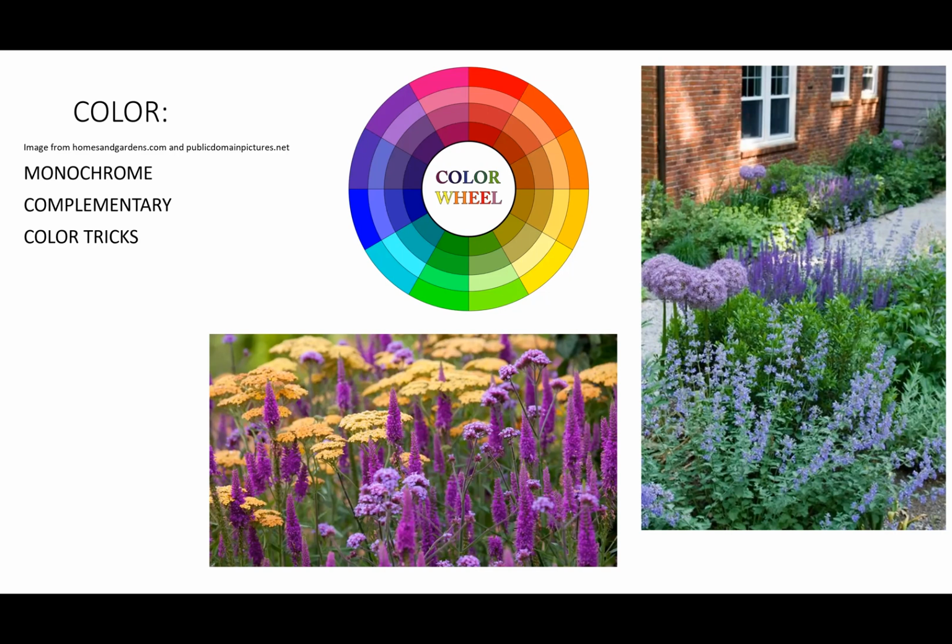The monochrome garden is great because it kind of takes the guesswork out of it. You just choose all shades of purple or all shades of red, and it has a cohesive feel. There's a lot of unity. It's easy to see that, oh, this was a planned space. This is a red garden, or a purple garden, or a blue garden.